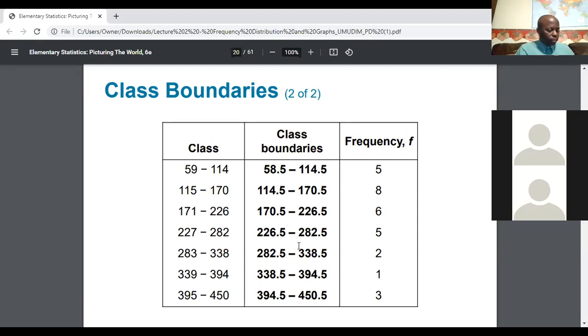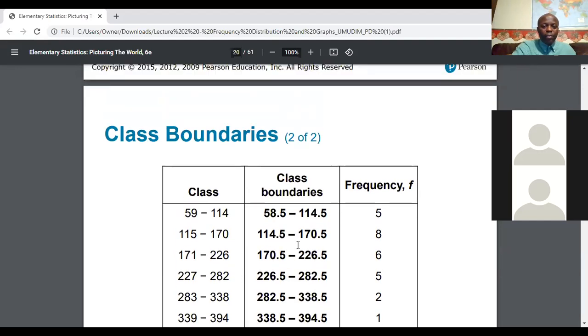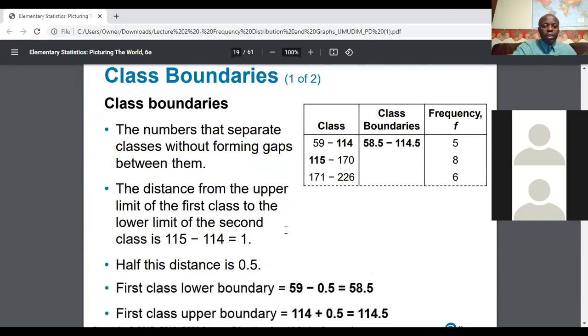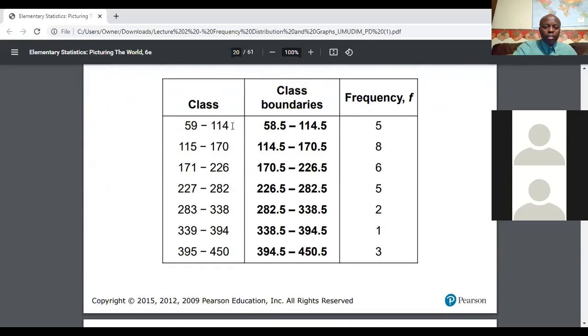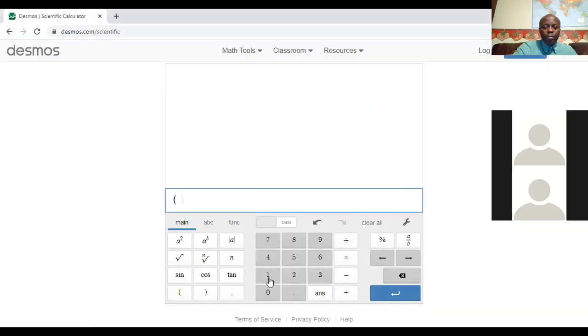I missed how you got the 0.5. Can you say that again, please? Sure. It's right here. You subtract the first upper class limit value from the second lower class limit, then divide the answer by 2. So that means, let me show you, 115 minus 114, divided by 2.